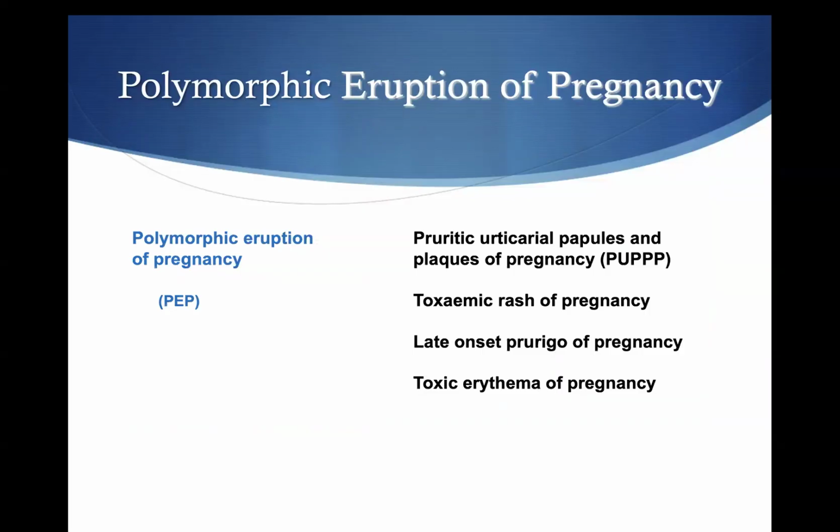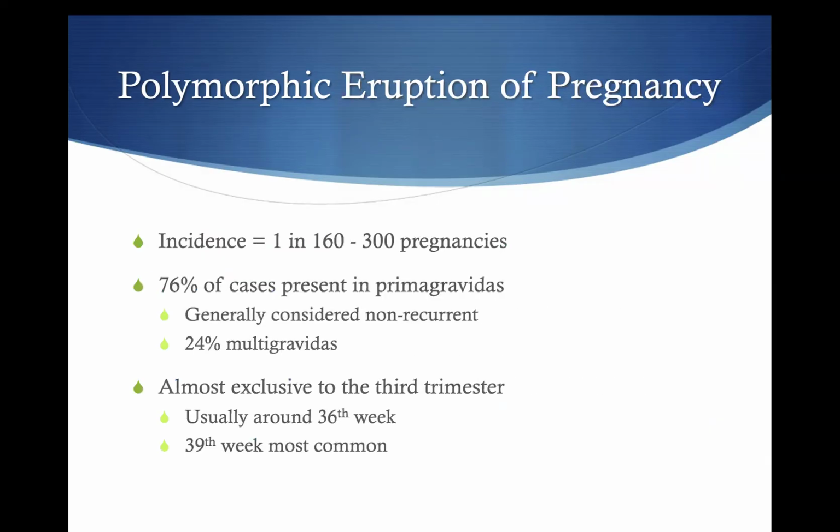Secondly, we're going to talk about the polymorphic eruption of pregnancy. We still often refer to this one as PUP, but the name has actually been changed to polymorphic eruption. It has other rare names, but I find it's either being called polymorphic eruption or PUP. This was actually much more common, seen in up to 1 in 160 to 300 pregnancies.